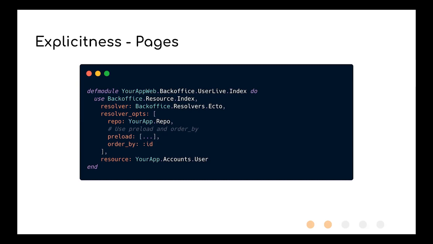So yeah, as you can see here, the macro has something called resolver. We'll get into resolver a little bit, which is pretty interesting. Resolver options and then resource. So that's how you tell Backoffice about what resource you want to render. This module is also where your admin specific logic goes. So if you want to customize how you render a specific field, this is where it goes. So it's clear to you that this page is backed by this module. So it's pretty explicit that way as well.